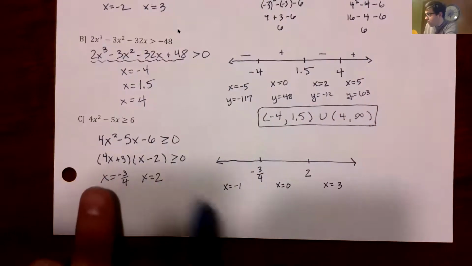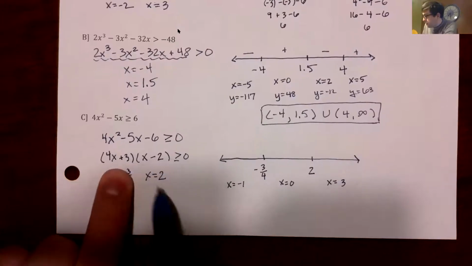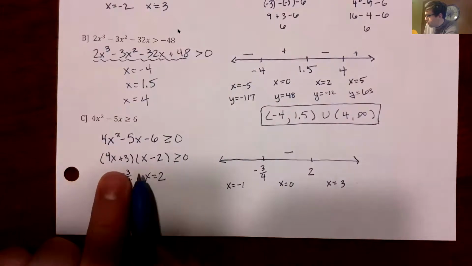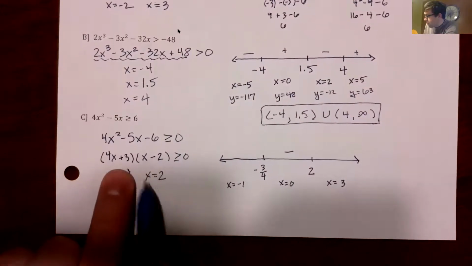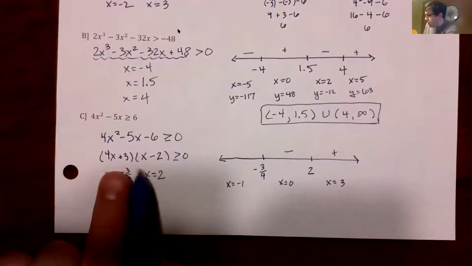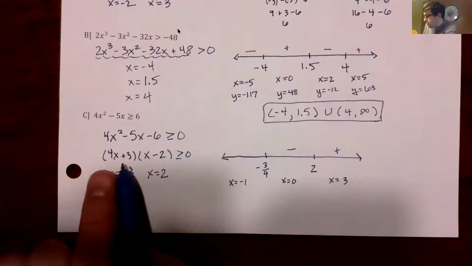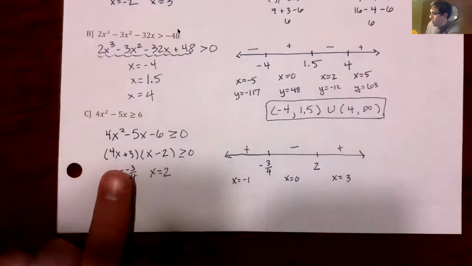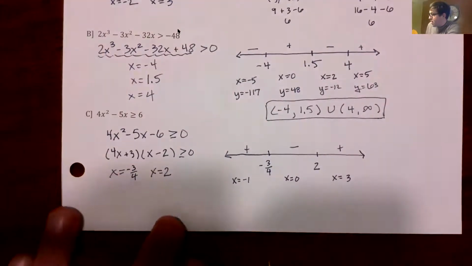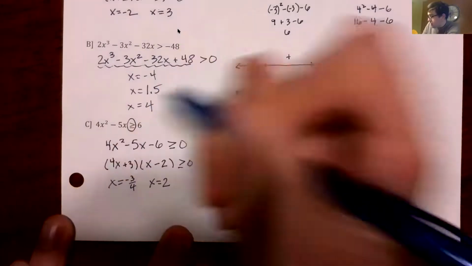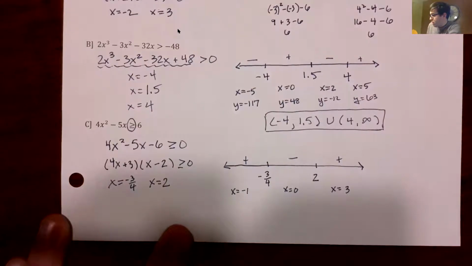So if we plug in 0, we'll get 3 times -2, so that's negative. When we plug in 3, we'll get a positive times a positive number, so that's positive. We plug in -1, we'll get -4 plus 3, so a negative number, and -1 minus 2, a negative number. Negative times a negative is a positive. And the trick here is now to realize that this is greater than or equal to.